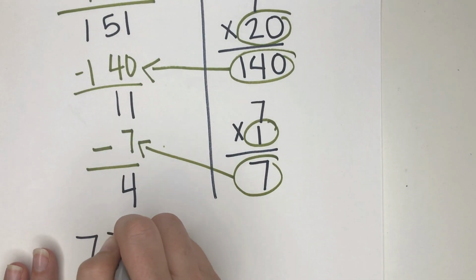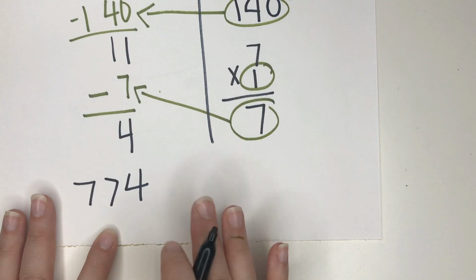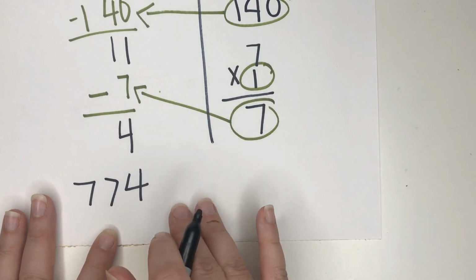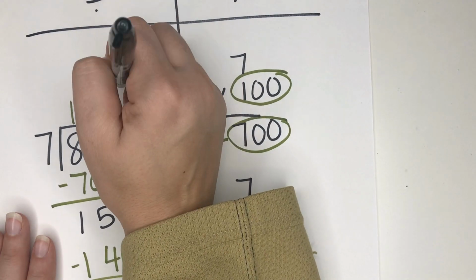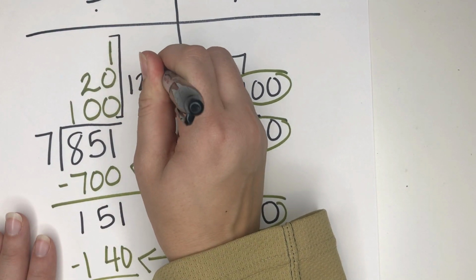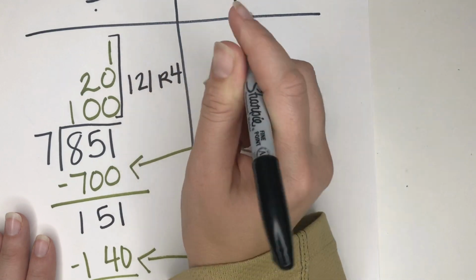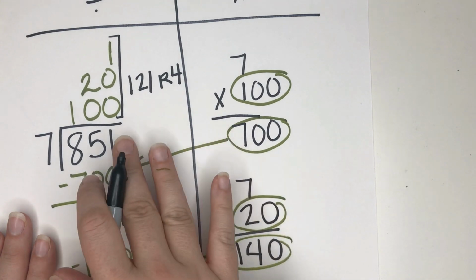7 is greater than 4, so I know that I cannot do any more subtraction. 4 is now too small, so I do have a remainder in this number. So let's go back up to the top and add our quotients together. I have 121, remainder 4. This is the answer to my division problem with a remainder.